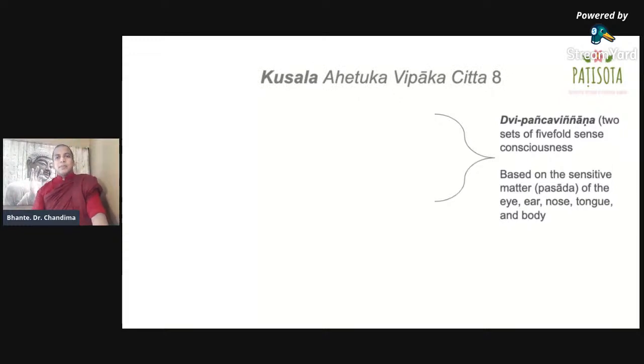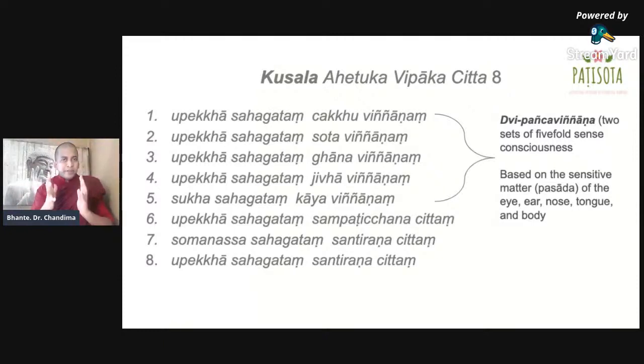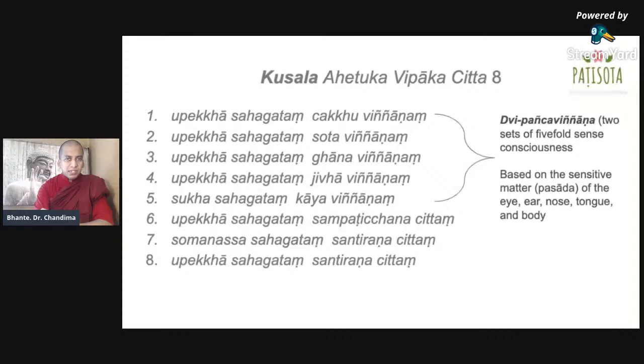Okay, Kusala Ahetuka Vipaka Chitta, there are 8. You can see the 8. There's a small difference, and you can see the first 4 Vijnanas are the same compared to the Akusala Ahetuka Vipaka Chittas. But in the 5th one, as I told you at the beginning, the dukkha has become sukha here, because you get this sukha kaya vijnana with the sukha perspective, because this happens because of a kusala vipaka. But then you can see upekkha sahagata sampatichana.